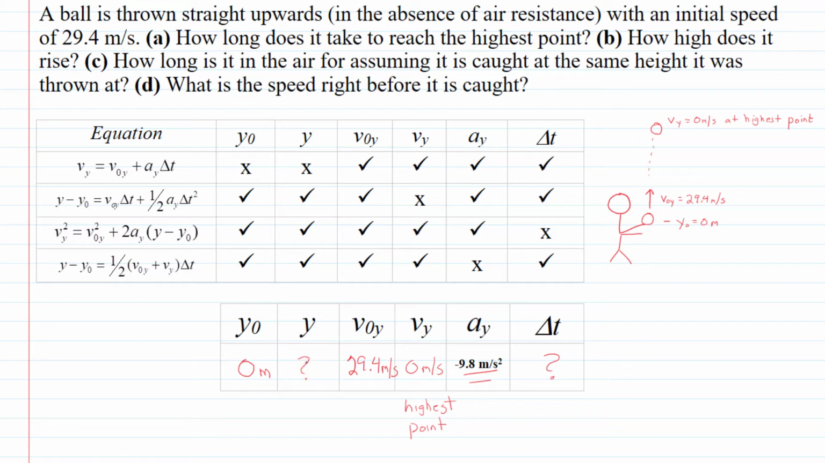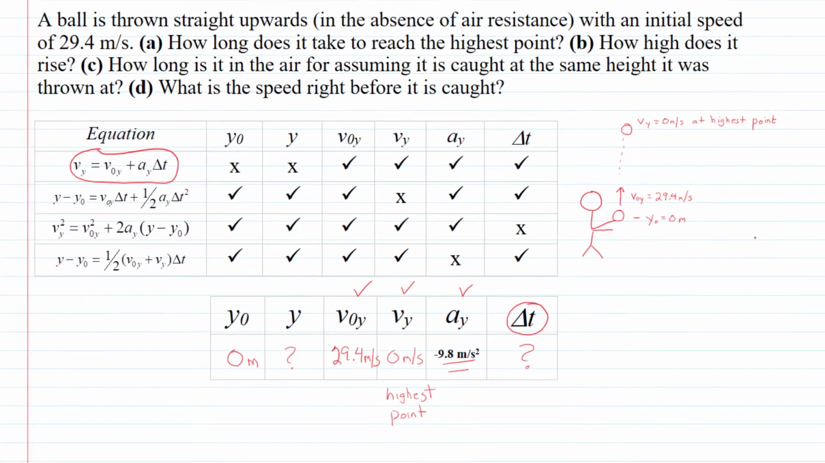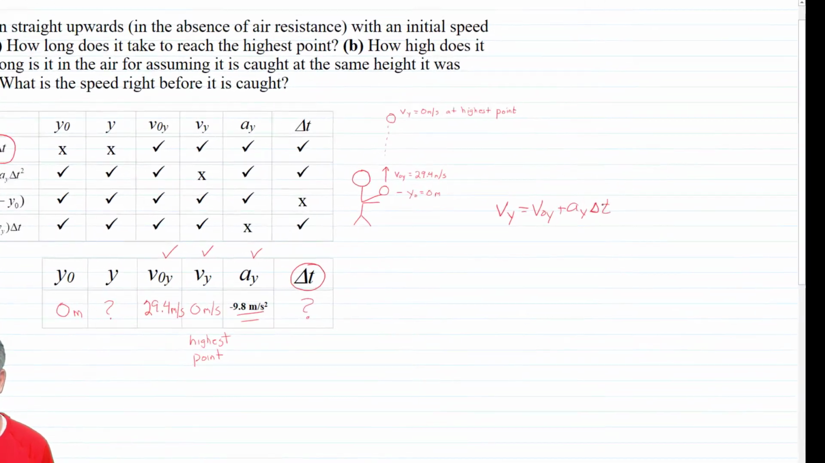Well, starting with A, how long does it take to reach the highest point? We are looking for delta t. Well, we know our initial velocity, we know our final velocity, we know the acceleration. I can use this very first equation, Vy equals V naught y plus Ay t, to figure out my elapsed time. How long did it take to reach the highest point? So we're going to start with that equation, Vy equals V naught y plus Ay times delta t.